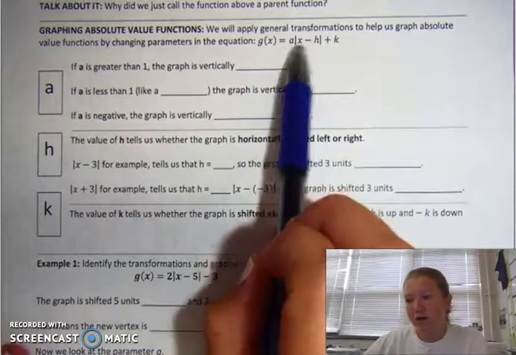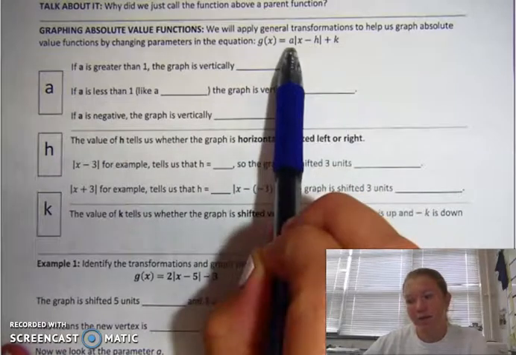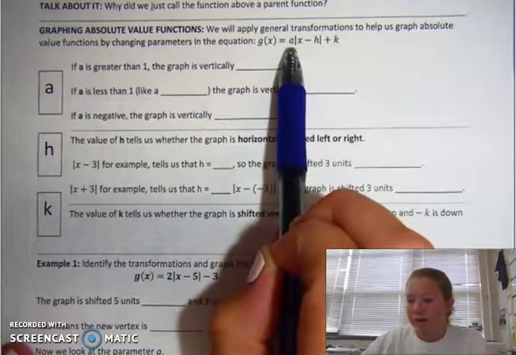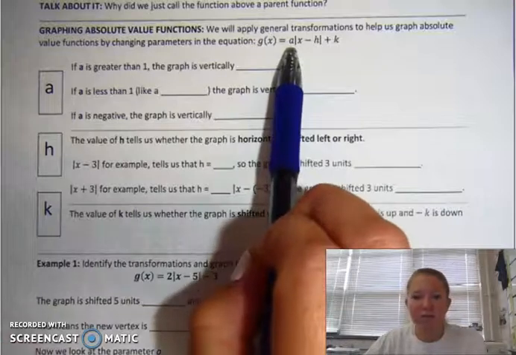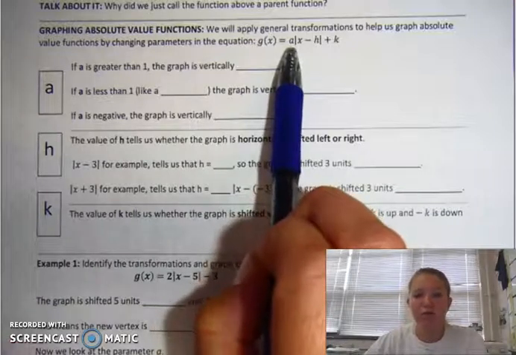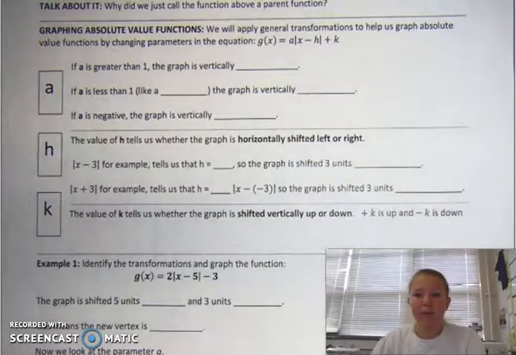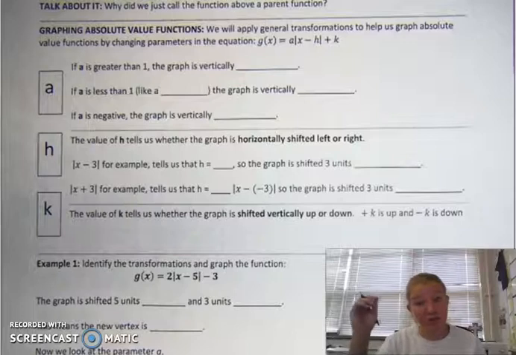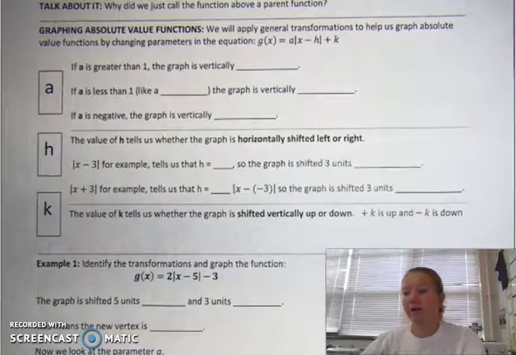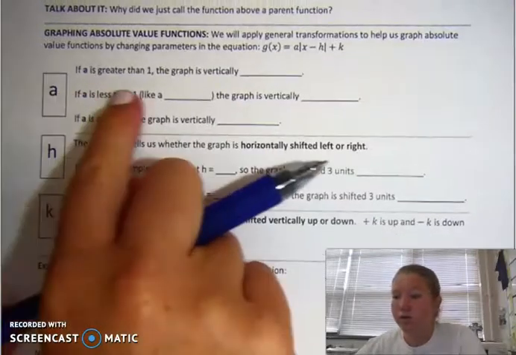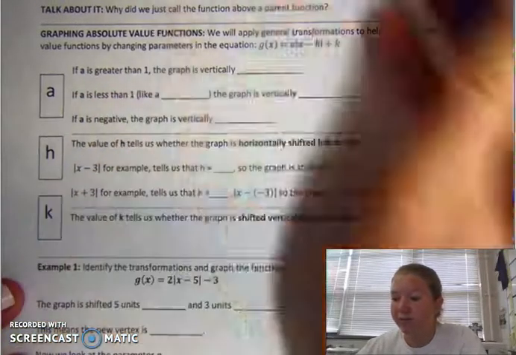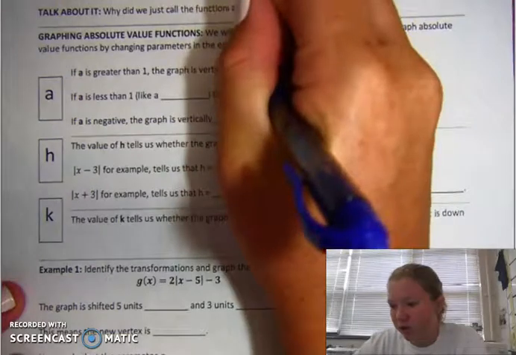You've got an A, an H, and a K. The A is going to be vertical stretches or shrinks. Think of it kind of like slope of a linear function. So a positive slope, the greater that it gets, the faster that the function grows. And then smaller slope, smaller growth. So if A is greater than 1, the graph is vertically stretched.